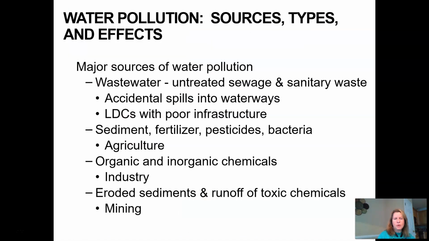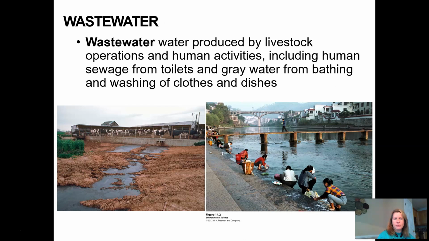Be familiar with, we have 4 different sources and types of water pollution. Be familiar with all of those. Wastewater is anything that comes as a result of livestock operations or human activities where we're dumping waste into the water. It also goes into gray water that we've talked about before. Remember, as a result of washing dishes or bathing or even washing a car could count as gray water.